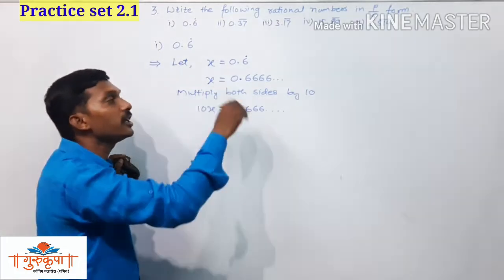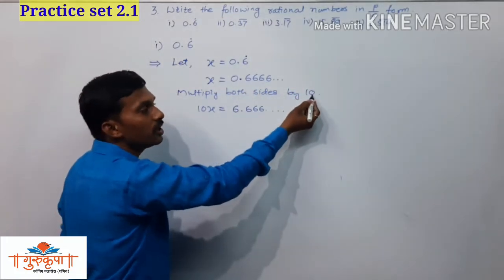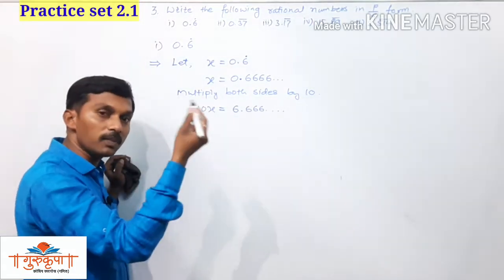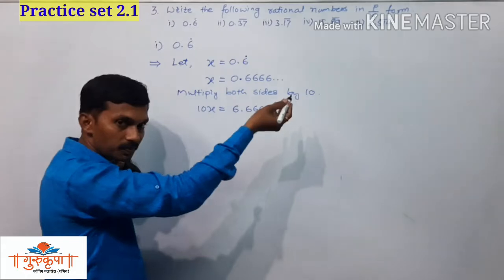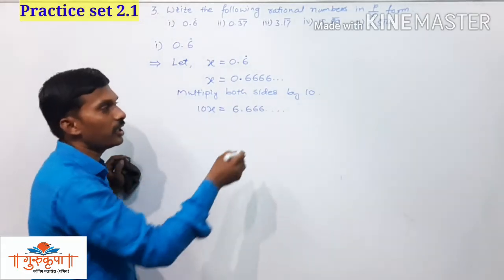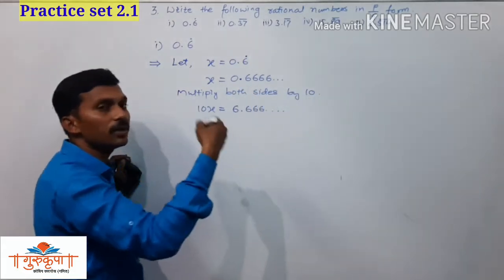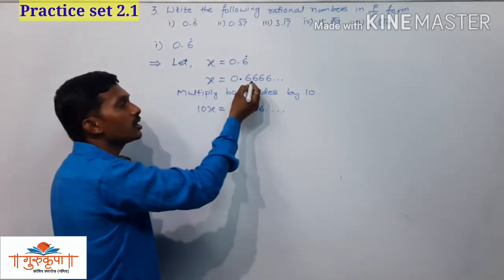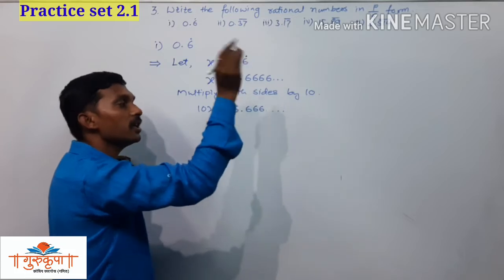Since we multiply, it moves forward by how many digits? If we multiply by 10, it moves one digit forward. If we multiply by 100, it moves 2 digits forward, and if we multiply by 1000, it moves 3 digits forward. So here the multiplication gives 6.666 and so on.